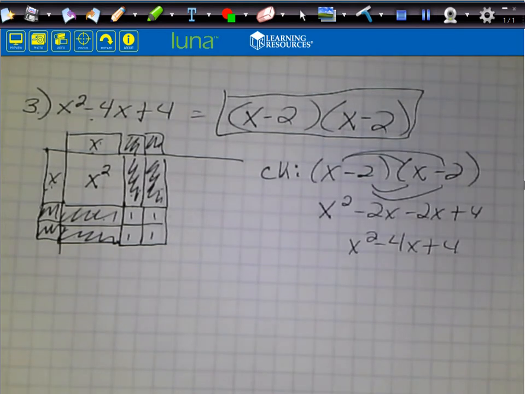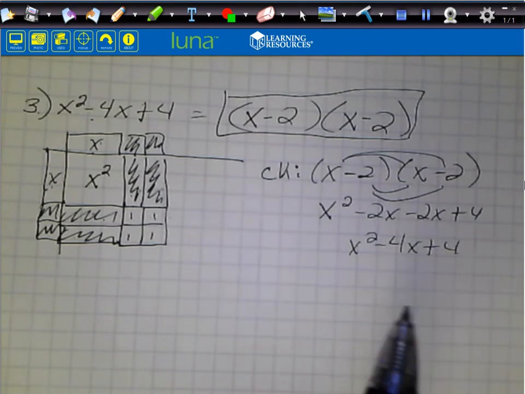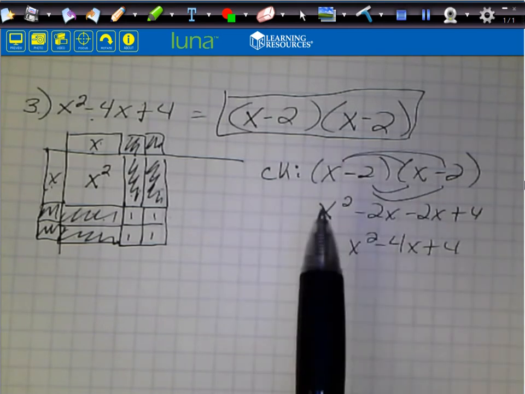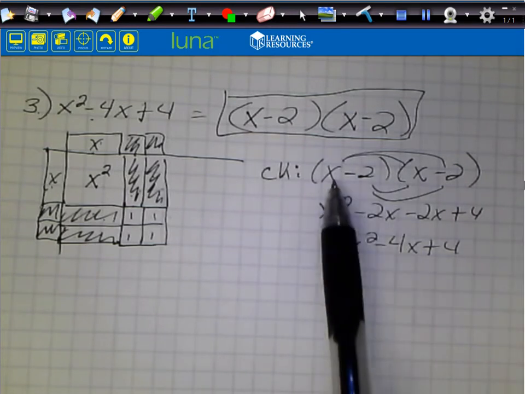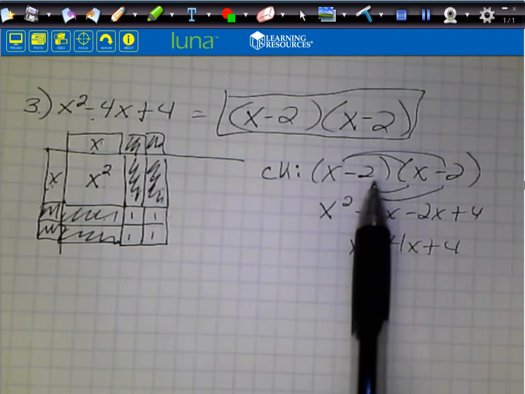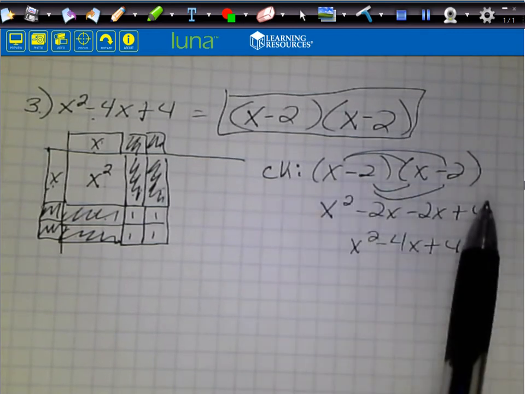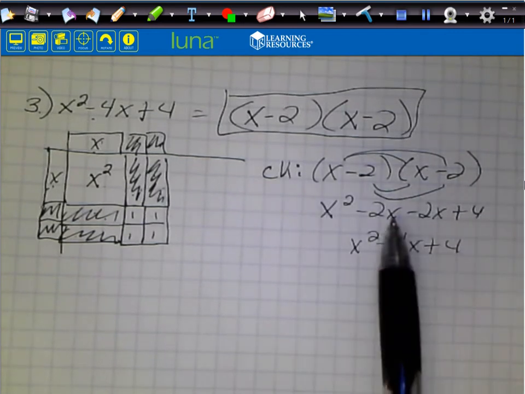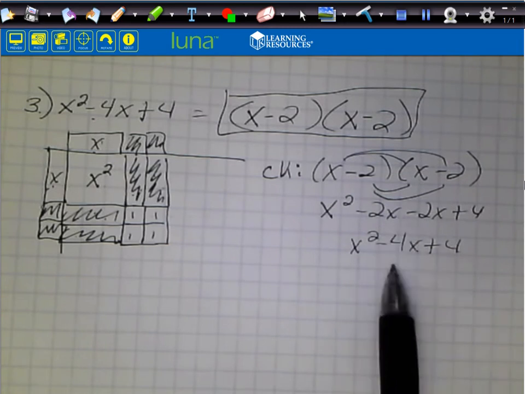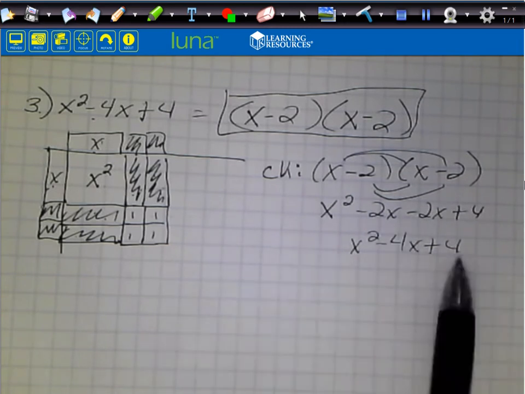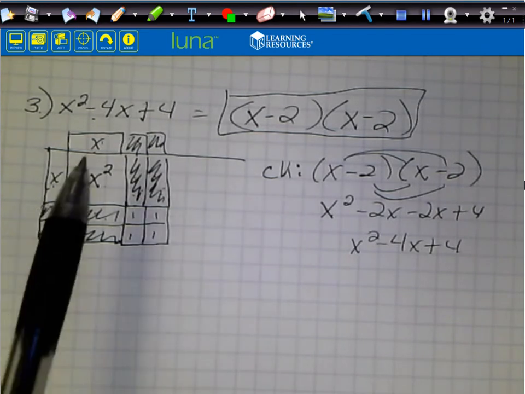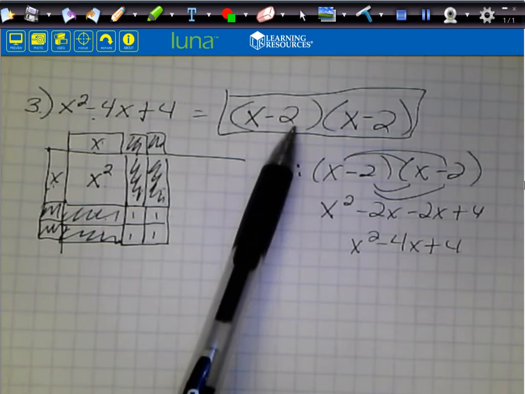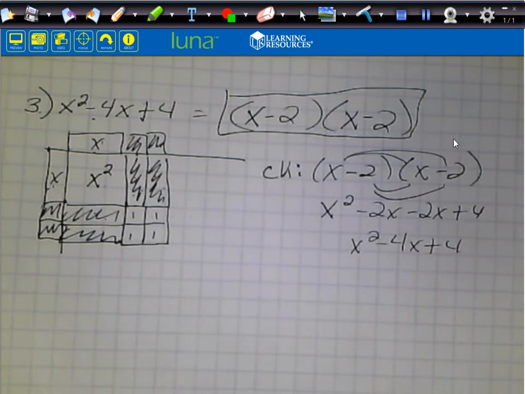All right, hopefully you've taken the time to check. Go ahead and check and see if your check is correct. If not, please fix it. If you didn't try it the first time, please make sure you write it down. X times x is x squared, x times negative 2 is negative 2x, negative 2 times x is negative 2x, and negative 2 times negative 2 is a positive 4. Put negative 2x and negative 2x together and you get negative 4x. So x squared minus 4x plus 4 is exactly what I started with, so this is correct. Again, make sure that you have the algebra tiles, the answer, and the check all written before you move on.